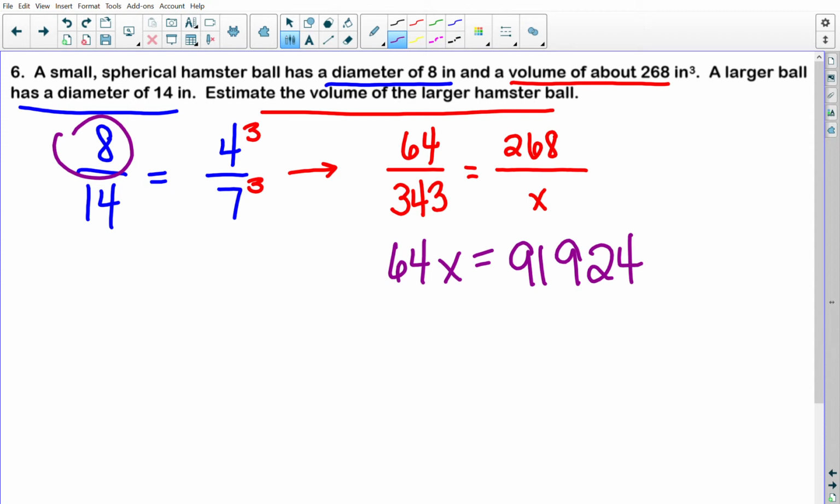And I'll divide by 64 on both sides. And I get approximately 1,436.3 inches cubed.